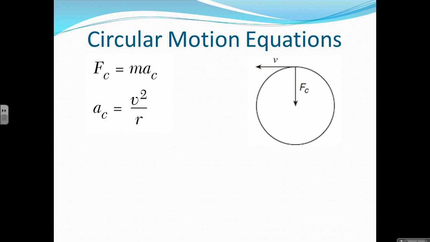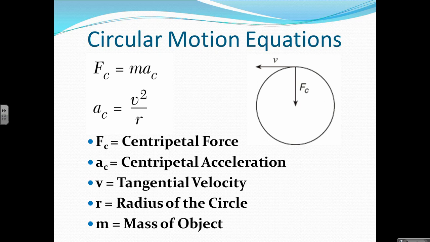You'll see on the right, I have another diagram. Here we have velocity still acting at a tangent to our circle, but our centripetal force, just like our centripetal acceleration, is pointing to the center of the circle. And we have some variables here that we can identify. F sub c is centripetal force, a sub c is centripetal acceleration, v is tangential velocity, r is the radius of the circle, and m is the mass of the object.